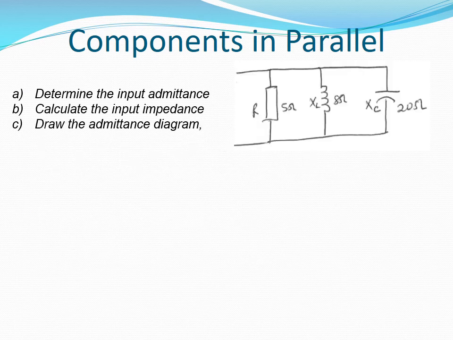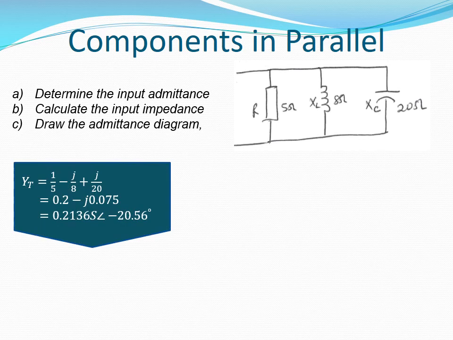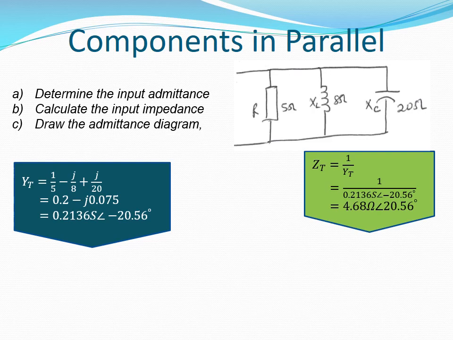In this example, we are given a parallel network. We are required to determine the input admittance, calculate the input impedance, and draw the admittance diagram. The input admittance is equal to the sum of the inverses of the respective impedances. We obtain it as 0.2136 Siemens at an angle of minus 20.56 degrees. The total impedance is equal to the inverse of the total admittance. We obtain it as 4.68 ohms at an angle of 20.56 degrees.